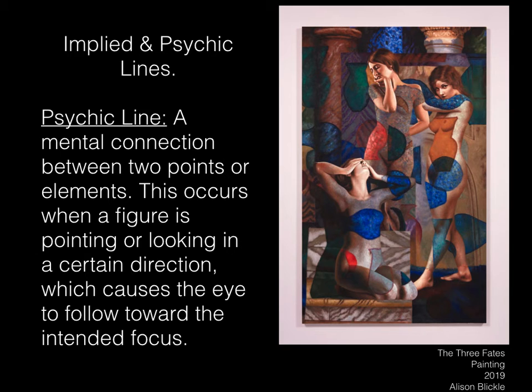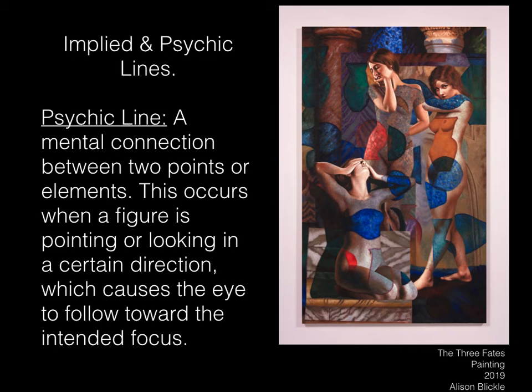This is a painting by Alison Bickel called Three Fates. So on the right-hand side, we see a figure, and she's looking directly out at us. Her gaze is coming out of the picture plane and into our world. The figure in the middle is looking down at the figure bending below. And the figure bending low, if she wasn't covering her eyes, she'd be looking out directly at the top of the painting.